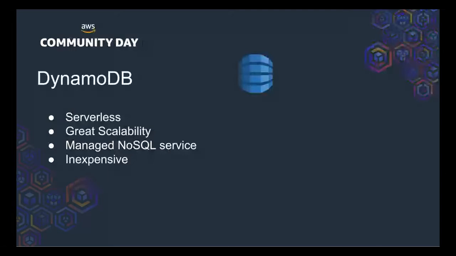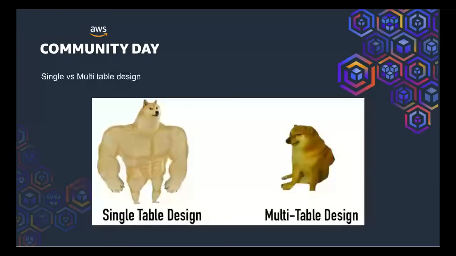DynamoDB is AWS's cloud-native NoSQL database. It's serverless, scalable, offers great performance, and it fits in really well with the serverless ecosystem because of its stateless HTTP connection model, which makes it really great to use with things like Lambda and Appsync.